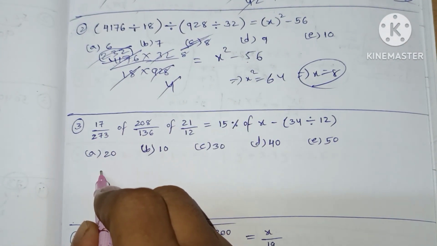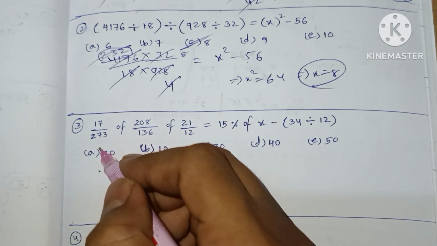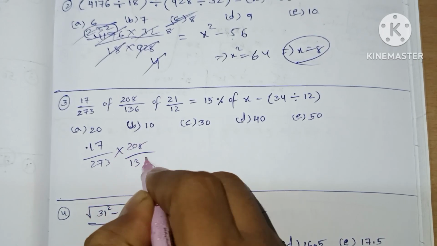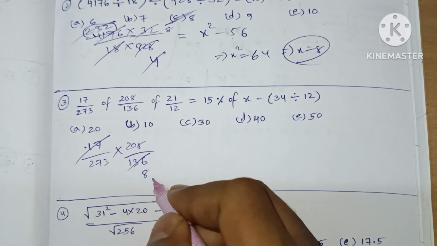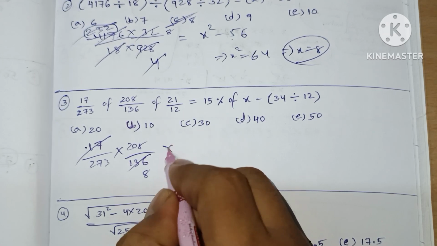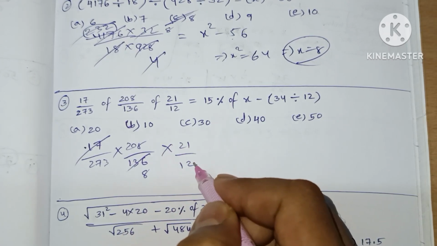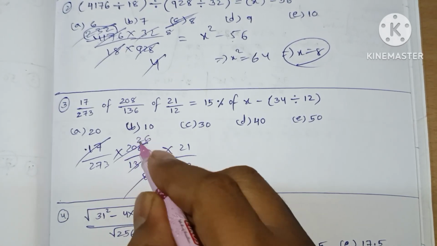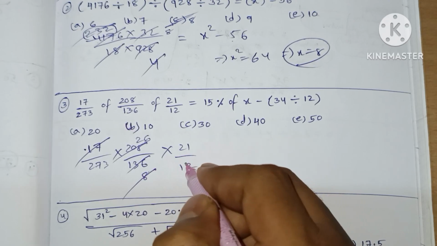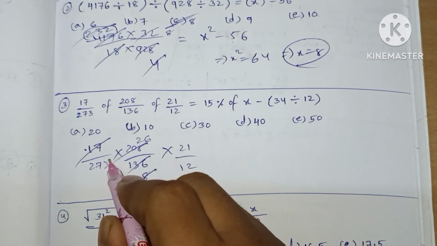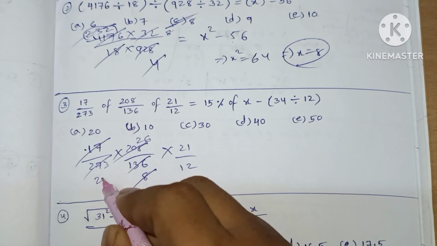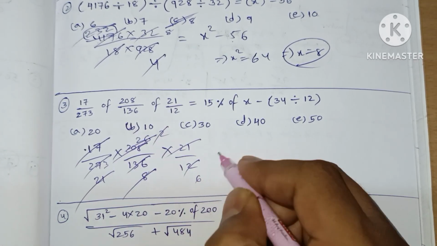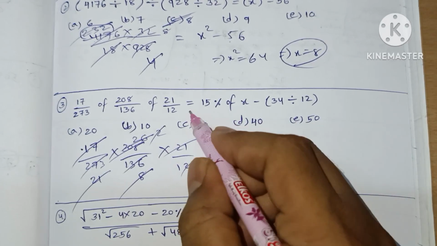Here first we will see this with the third question. Here it is 17 divided by 273 into 208 divided by 136. 17 8 times will be 136 into 21 by 12. 8 26 times will be 208. Okay, next one is 13, 2 times 26 and 120. 13 2 times 21 cancel 2 6 times. So we get 1 by 6 here.